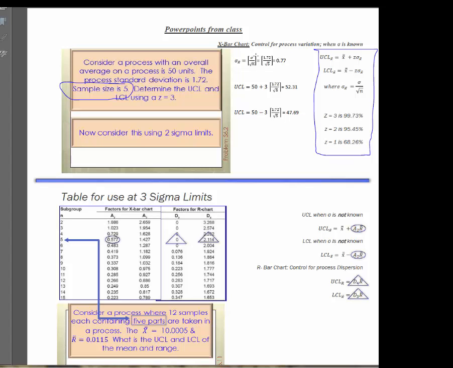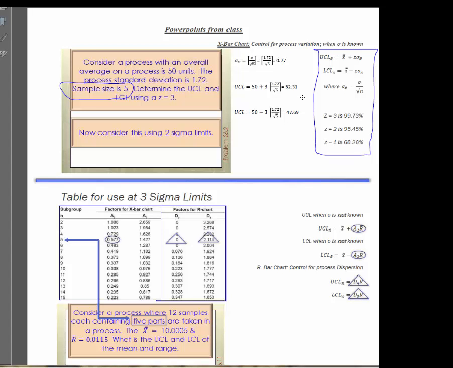So we calculate this 1.72 divided by the square root of 5, we get 0.77, and then we add it in a similar fashion that we've done in the past, where we take 3 standard deviations of this and we add it and subtract it to our upper and lower control limit.